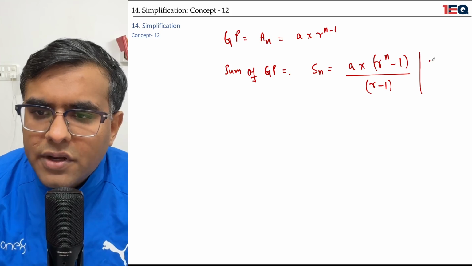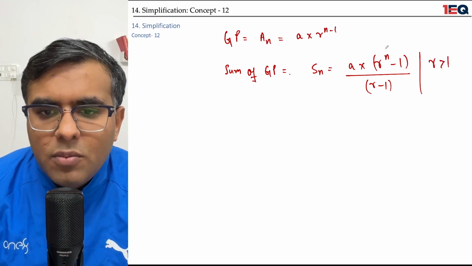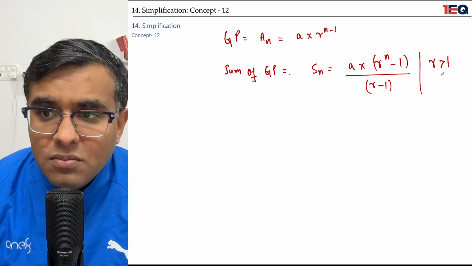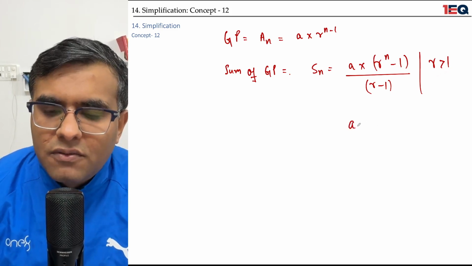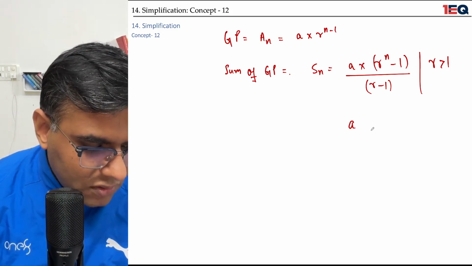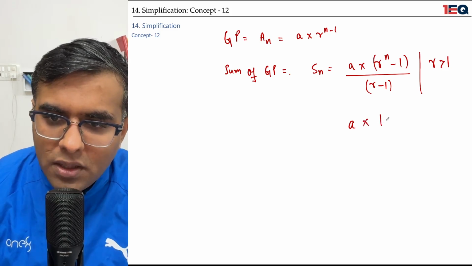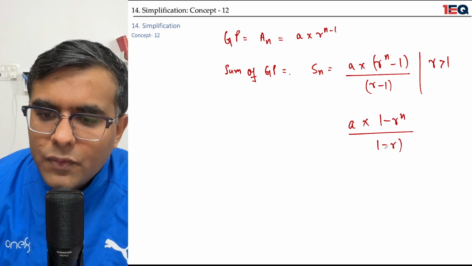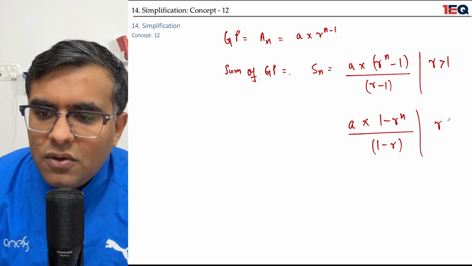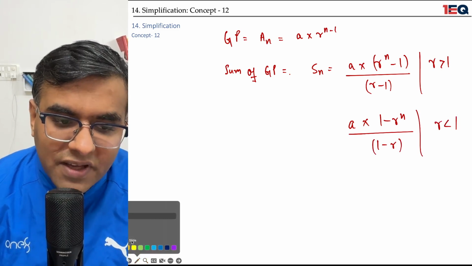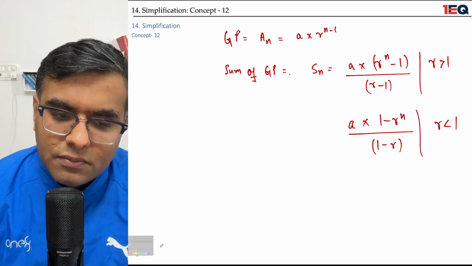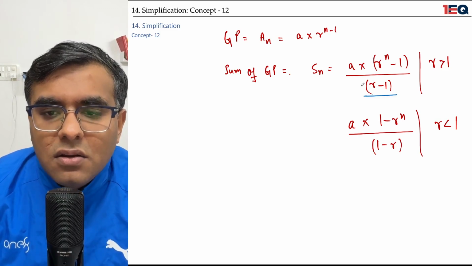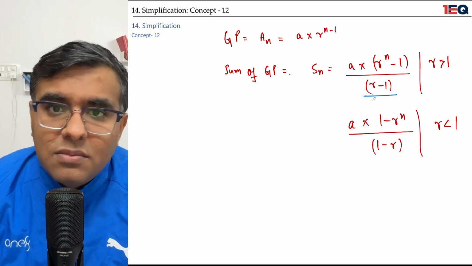Also, whenever the ratio R is greater than 1, this formula holds true. As soon as the value of R goes below 1, the formula changes itself. The formula comes out to be A multiplied by 1 minus R raised to the power n whole upon 1 minus R. The formula changing for r less than 1 is valid for a very strong reason. As soon as the value of r remains more than 1, the entire sum comes out to be positive.